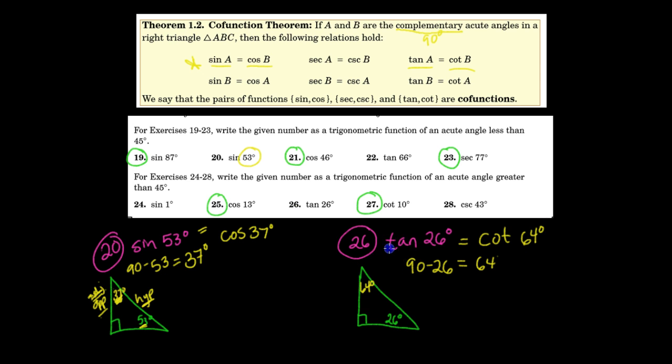And once again, think about tangent. Tangent with respect to this angle is opposite over adjacent leg, right? If we do the cotangent of 64 degrees now, remember it's the reciprocal, so cotangent of 64 is adjacent leg over the opposite leg, see how these are the same in this case. So that's why they're cofunctions, and that's why they're equivalent.